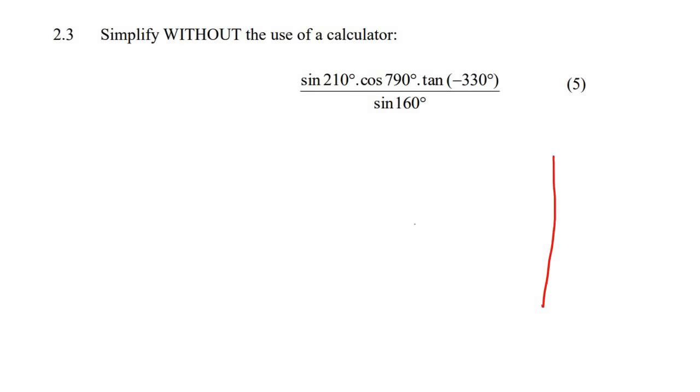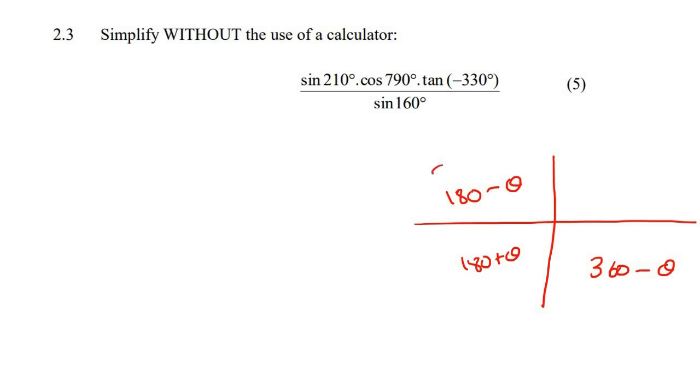This question asks us to simplify without the use of a calculator. So we definitely need our CAST diagram. We know that this is the 180 minus theta, 180 plus theta, and 360 minus theta. We know that sin is positive in that quadrant, tan is positive here, and cos is positive over here.